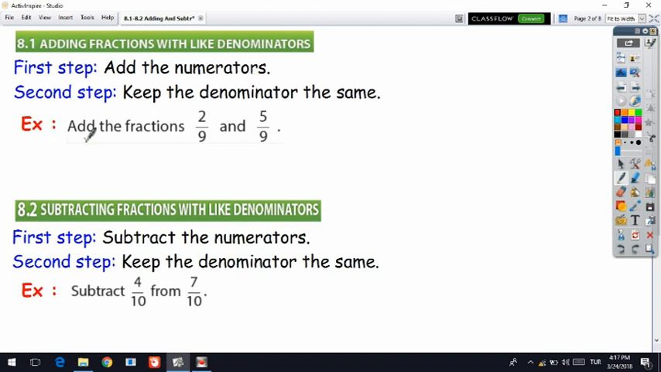Everybody, for example, add the fractions 2 over 9 and 5 over 9. What was the first step? Add the numerators. So 2 over 9 plus 5 over 9 is equal to, add just the numerators, 2 plus 5. Keep the denominator the same, you write just 9. 2 plus 5 is equal to 7. 9 doesn't change, so the answer is 7 over 9.